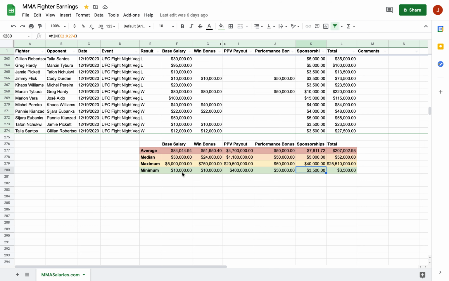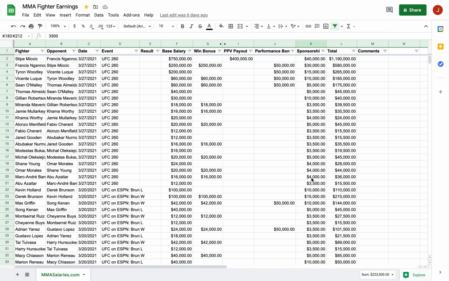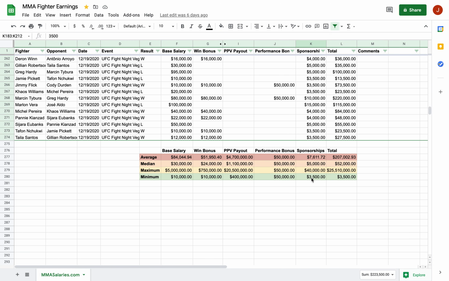It means that even if you fight, you get a base salary, and if you look in this column, everyone appears to get at least $2,500 as part of the sponsorship money, because throughout their fight, sponsorships are being shown, people are earning money. So yeah, it's pretty good.